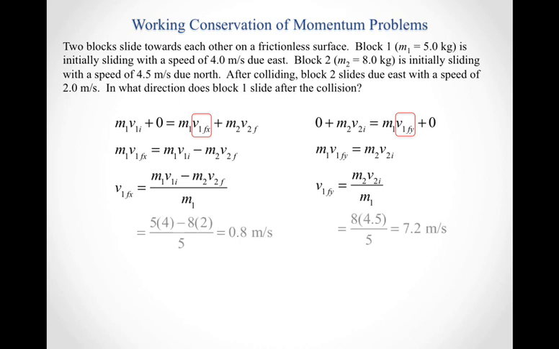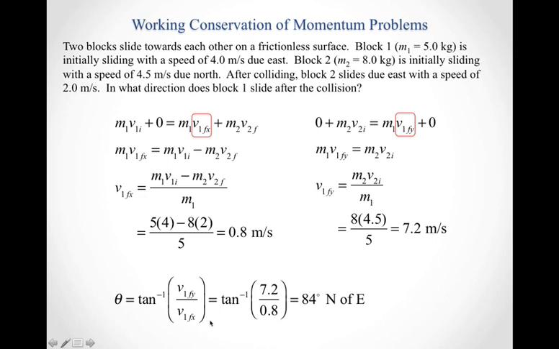Once I've done that, I can come back, plug in what my values are, and so I get that the x component of the final velocity for block 1 is 0.8 meters per second. The y component is 7.2 meters per second. So if I'm interested in solving for the direction, well, now that I know the x and y components, I can of course use the inverse tangent to figure out an angle. In this case, the inverse tangent of y component over x component is the inverse tangent of 7.2 divided by 0.8, and my calculator says that's 84 degrees. Given that I have a positive y component which points north and a positive x component that points east, this is 84 degrees north of east.